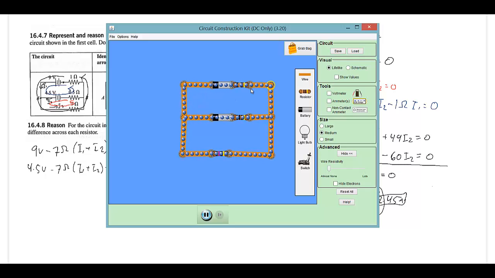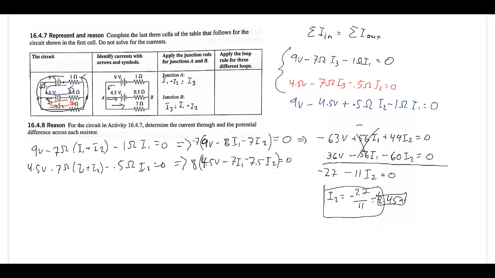You'll also notice in this case, for example, that the electrons are actually going up through this battery in the wrong direction, which happens if you have two batteries that are not supposed to be together. So yeah, our current is actually running the opposite direction that we thought in this middle wire. Crazy, I know. So that is it. So I2 we know is 2.45 amps, going to the right, not to the left in this picture here.